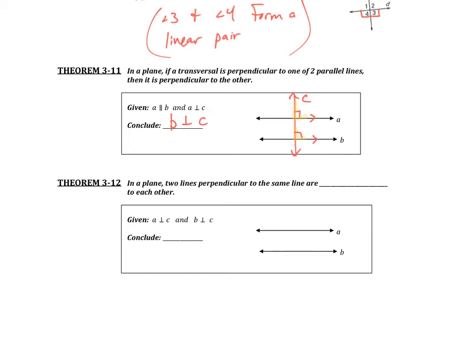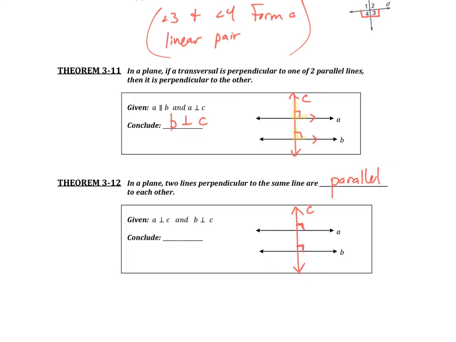Right. And then theorem 3.12 says, in a plane, two lines perpendicular to the same line are parallel to each other. So for example, we're going to draw another line, a third line again. They're saying we're given that A is perpendicular to C and B is perpendicular to C. So your picture looks like this. There's two right angle boxes.